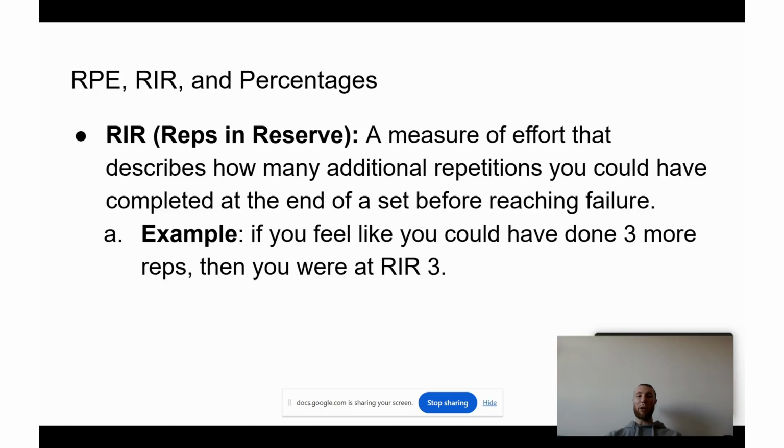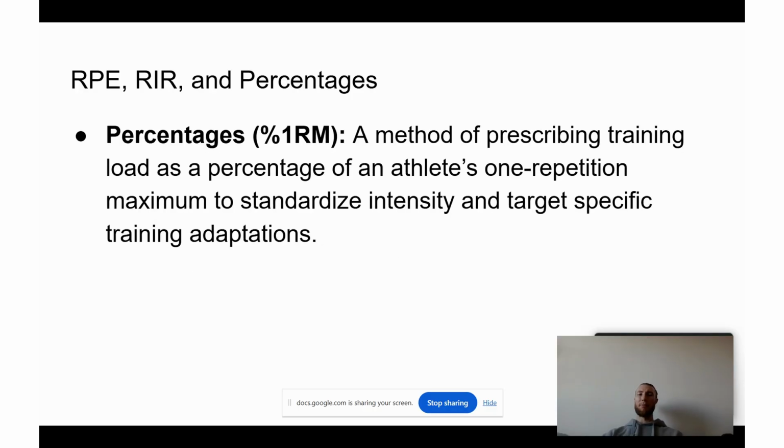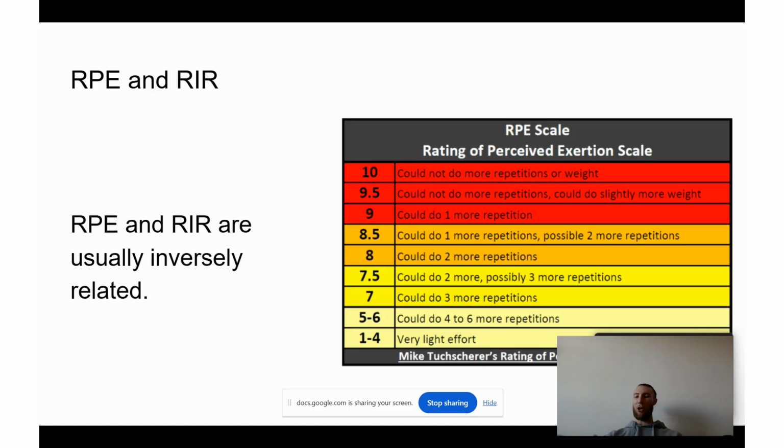Next up, talking about RIR. So this is reps in reserve. It's a measure of effort. It's going to describe how many additional reps you could have done at the end of a set before reaching failure. So, for instance, if you feel like you could have done three more reps on a given set, then you were at RIR 3. RPE and RIR are usually inversely related. Not always, but that's generally how it works.